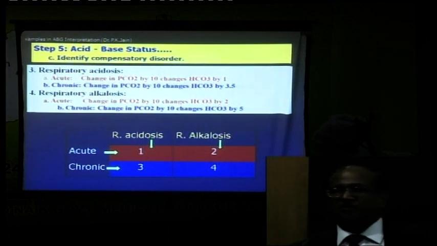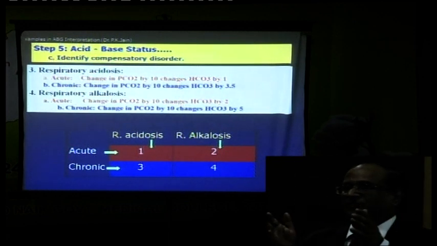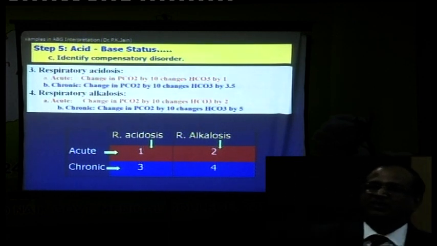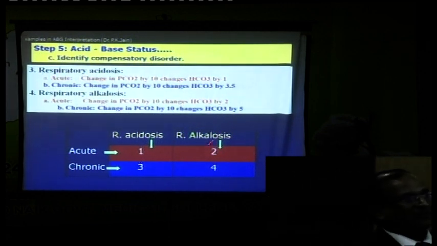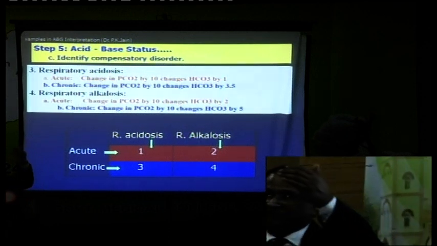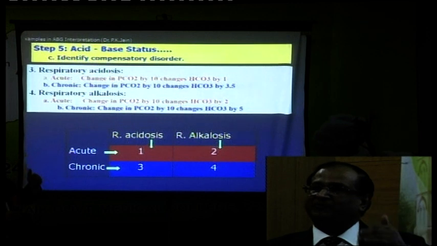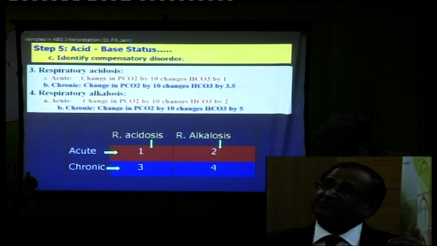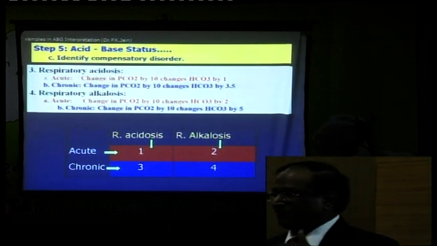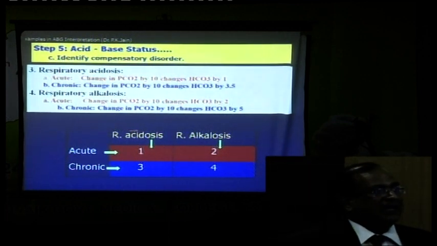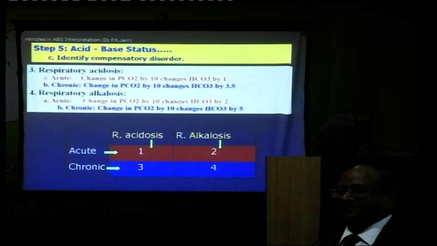In respiratory disorders, a change in 10, so normal PCO2 is 40. If it changes to 30, that's a respiratory alkalosis, right? So you will come here, respiratory alkalosis. If it's acute from 40 to 30, my bicarbonate will fall by 2, from 24 will become 22. But if it's chronic respiratory alkalosis, it will fall by 4, so it will become 20, from 24 by 4.